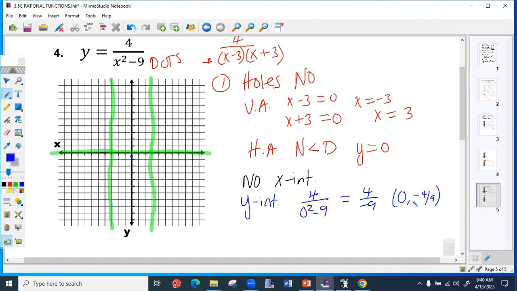How did we get what? So for your y-intercept, we said that you're plugging in 0 for x, and 0 minus 9 is -9. So my answer is just 4 over -9, which is -4/9. That's my y-intercept.